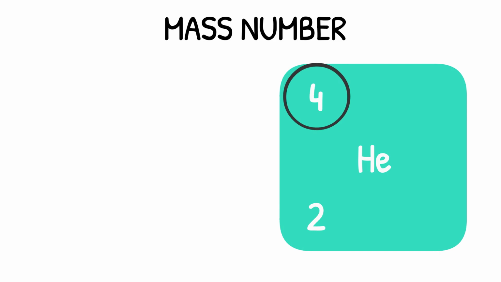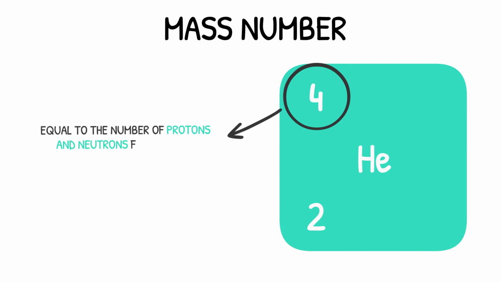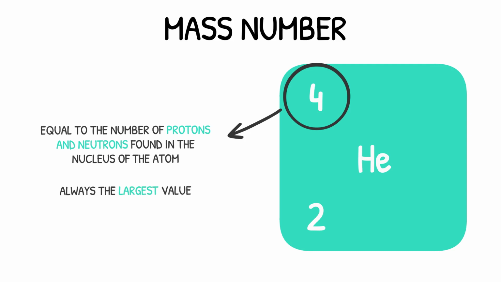This number here is the mass number. The mass number of an atom is equal to the number of protons and neutrons that are found in its nucleus. Once again, it is best to remember the mass number as being the largest number on an element symbol.